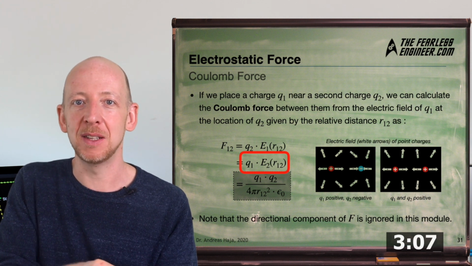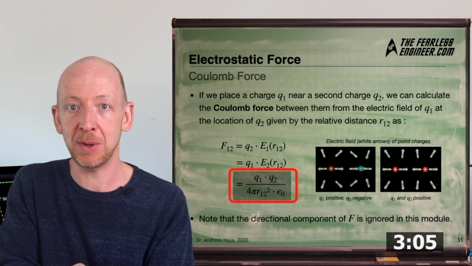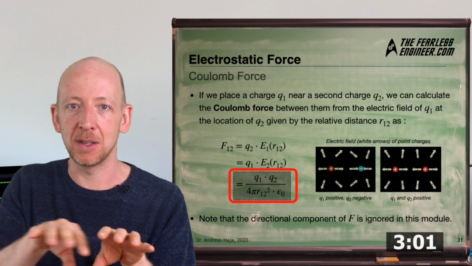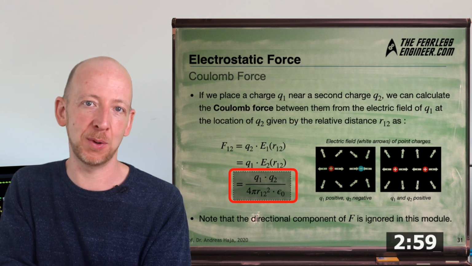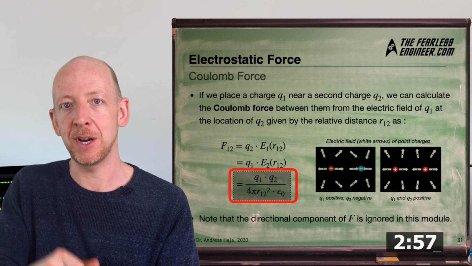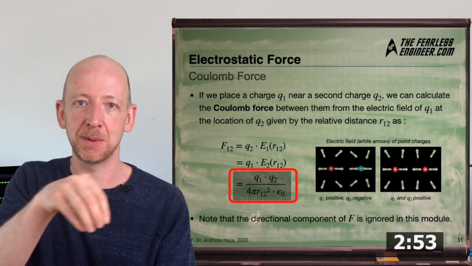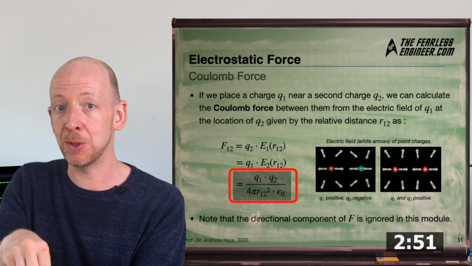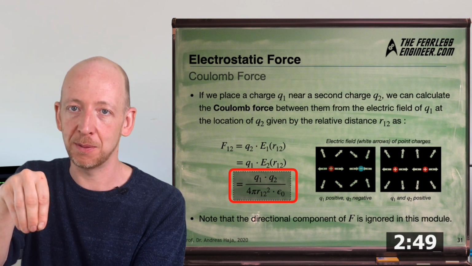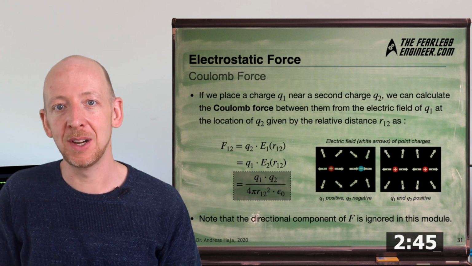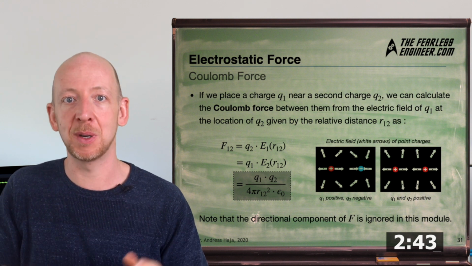And what we get is the product of both charge amounts, Q1 times Q2, simply divided by the enclosing sphere, which is given by 4 pi times r squared, and then multiplied by the permittivity of the vacuum. This is the force of the first charge on the second charge, which is identical to the force of the second charge on the first charge. And note that in this tutorial here, we are ignoring the directional component of F.